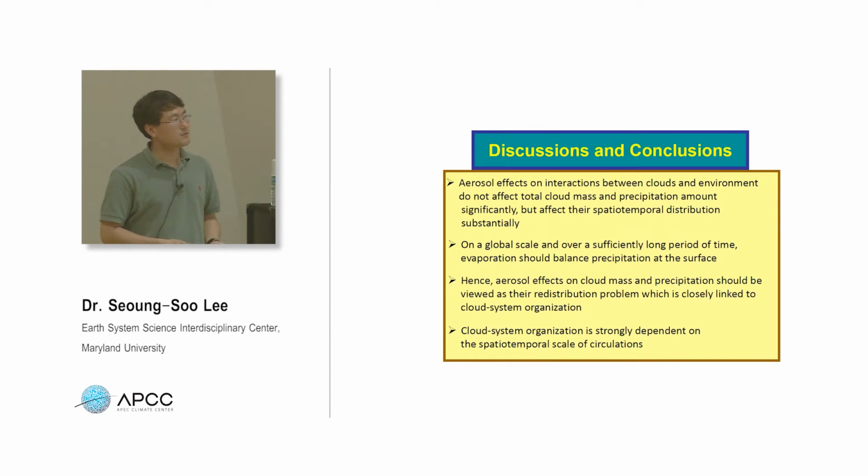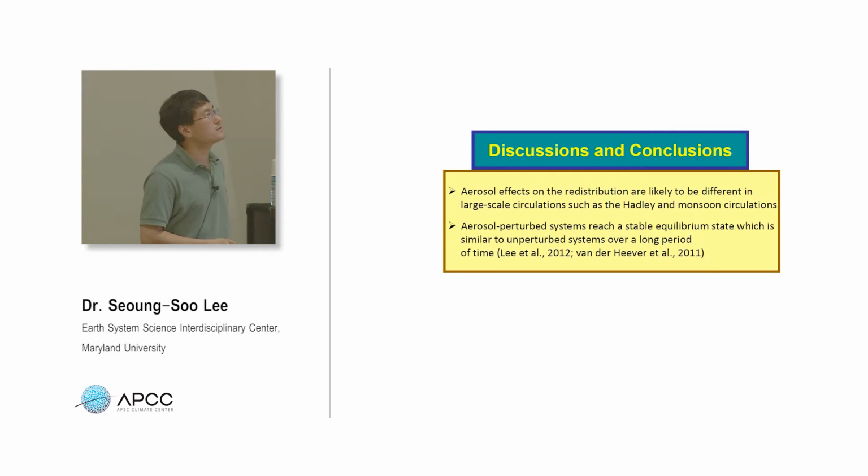And the cloud system organization is strongly dependent on the spatial temporal scale of circulations. So considering this strong linkage between cloud system organization and distributions, and the strong dependence of cloud system organization on the spatial temporal scale of circulation in which cloud systems embed, we can raise this possibility that aerosol effect on redistribution are likely to be different in large-scale circulations, such as Hadley and monsoon circulations, as compared to redistribution simulated here with the mesoscale circulations, mesoscale domain. Also, my recent study has shown that the aerosol perturbed system reach a stable equilibrium state, which is similar to unperturbed systems over a long period of time.